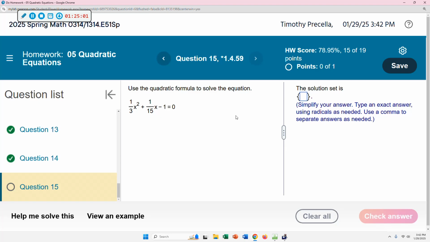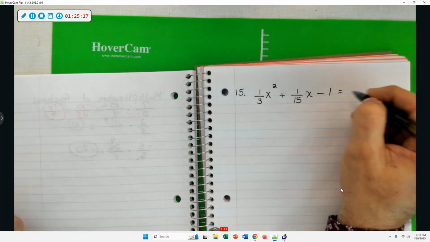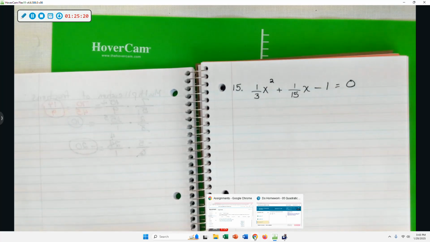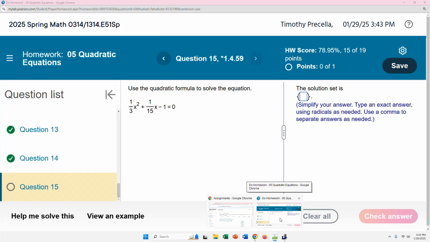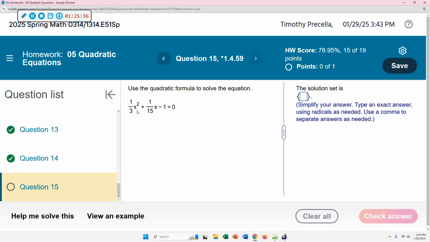1/3 x squared. When I write it, I'm going to spread it out a whole lot. Well, you know what? I have a whole sheet of paper. I'll just wait and do that in a moment. So, minus 1 equals 0. Okay, there. 1/3 x squared plus 1/15x minus 1 equals 0. It says solve using the quadratic formula, and I think it's in the acceptable form the way it's written. We have descending order on one side, 0 on the other.